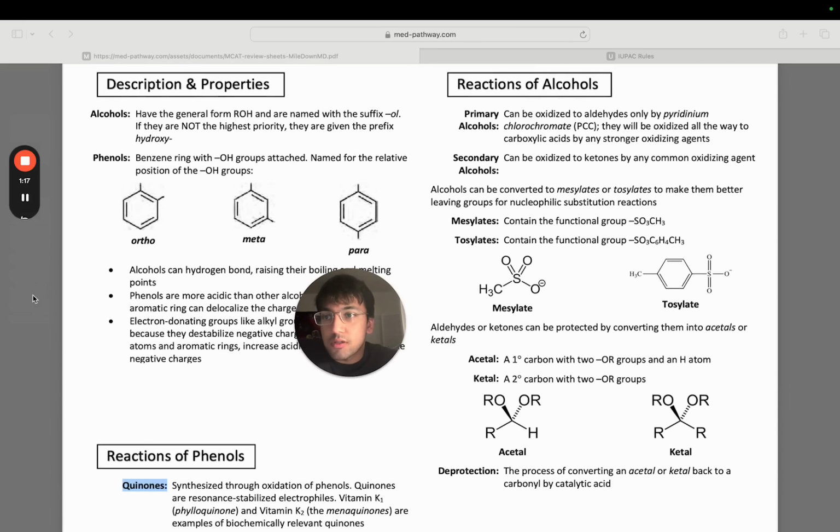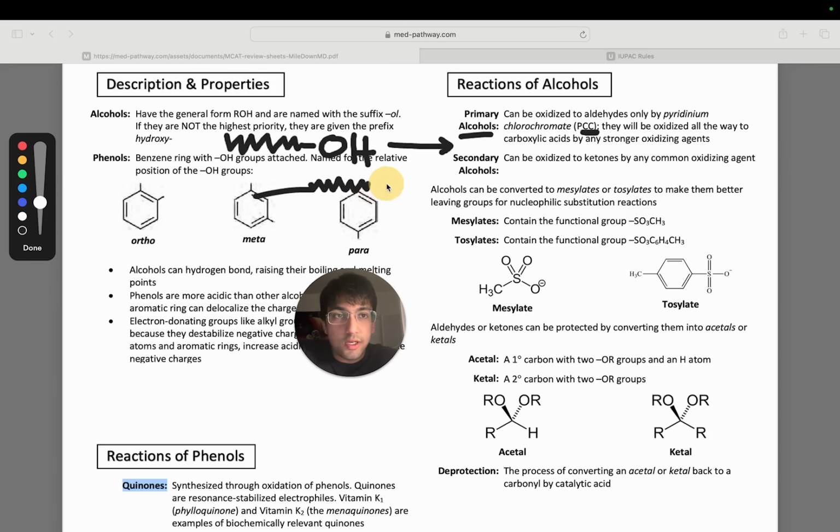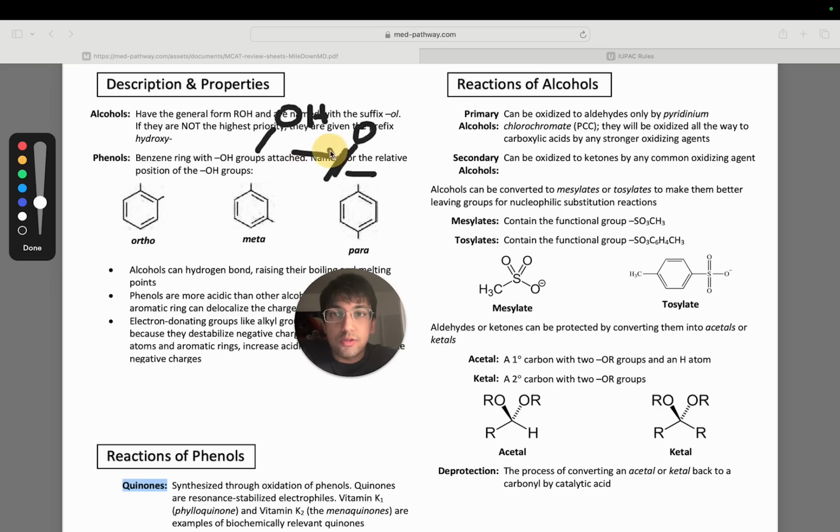So reactions of alcohols, you'll notice that we have primary alcohol, secondary alcohol. A primary alcohol can be oxidized to an aldehyde, and it's oxidized to an aldehyde only by PCC. So when I say alcohol, I mean this thing, and if this is off some carbon chain, we want to oxidize it, let's say, to a ketone, right? Or we want to oxidize it to an aldehyde, right? How do we oxidize an OH group to an aldehyde? Well, we do it through PCC. And you might remember this from Orgo class.